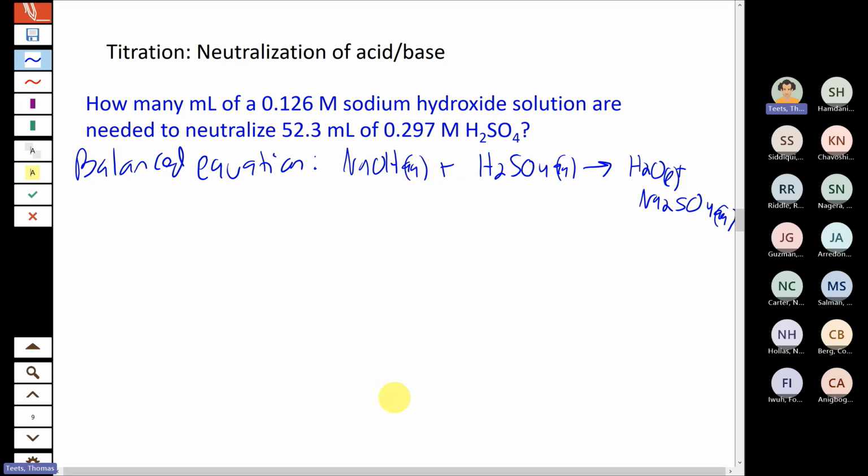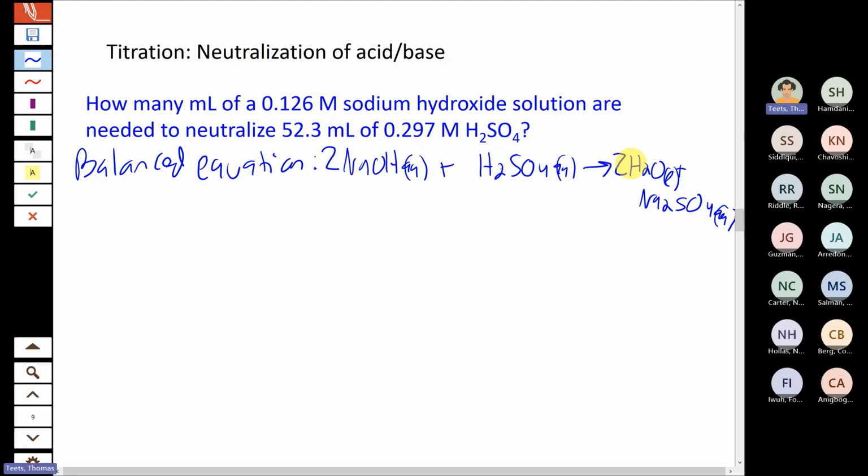So to get those coefficients correct, what we should notice is that our base here only has one hydroxide in the formula, NaOH, but our acid has two hydrogens out front, H+. Remember that OH minus and H+ have to combine in equal ratio. So if we have two H pluses from the acid, we also need two OH minuses from the base. So that requires a coefficient of 2 out front of there. That also means that we're going to get a coefficient of 2 in front of water.